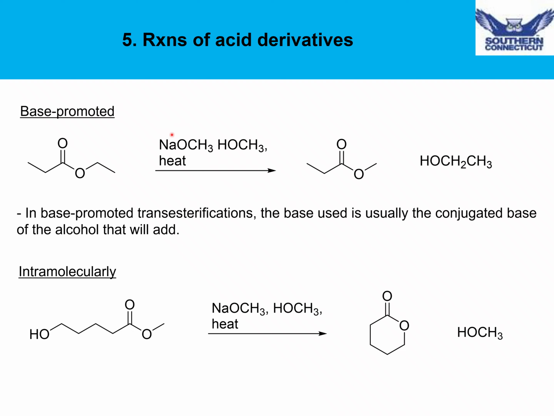Just like the acid catalyzed reaction, we want to heat this reaction since esters are relatively unreactive. And notice in this reaction, we're changing the ethoxy group for a methoxy group, therefore doing a transesterification reaction. The ethoxy group is eliminated as an alcohol. So in this case, we get an ethanol molecule.